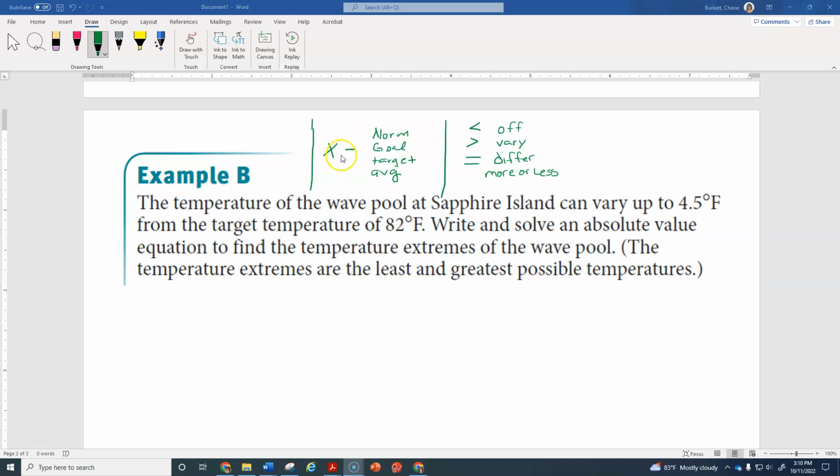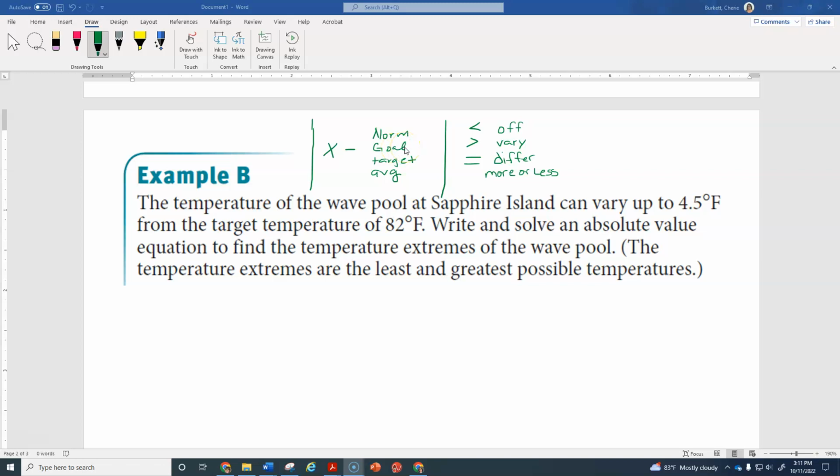You're going to have the variable first, then you're going to have minus. Then you're going to have a number. Your number that's going to go inside the absolute value bars, you'll have to look for some keywords right here. But it's usually going to be where they are giving you the normal number. Like if it's tire pressure, the tire is normally 36 pounds of pressure. Or it might be your goal, my goal weight.